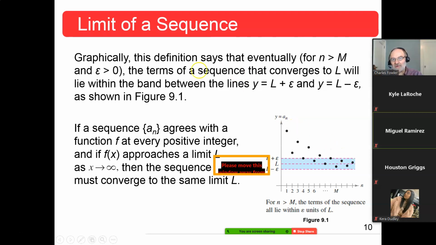If a sequence a sub n agrees with a function at every positive integer, and f of x approaches a limit L as x approaches infinity, then the sequence must also converge to that same limit. So here are two different definitions. One, the epsilon definition for the limit itself, and then if you have a function and it has a limit as x goes to infinity, then it also. Remember, a function f of x is usually a continuous entity. When you're dealing with sequences, you're dealing with discrete entities.